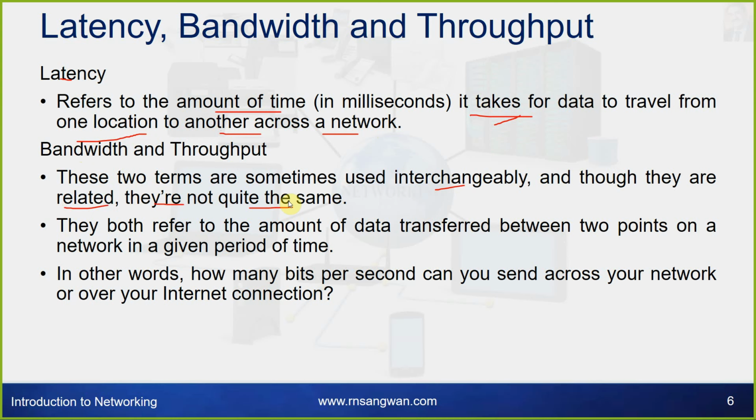They both refer to the amount of data transferred between two points on a network in a given period of time. To be very clear, they both refer to the amount of data transferred between two points on a given network in a given period of time. Meaning per second, per minute, or per unit of time, how much data can be transferred through the network communication channel. That refers to bandwidth or throughput. In other words, how many bits per second you can send across your network or over your internet connection. That is the bandwidth or throughput.